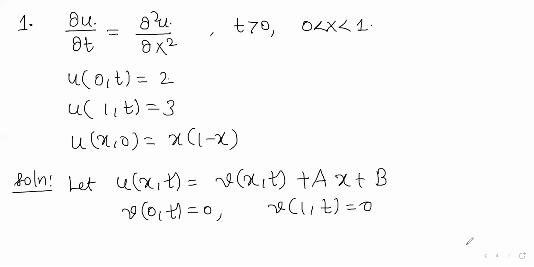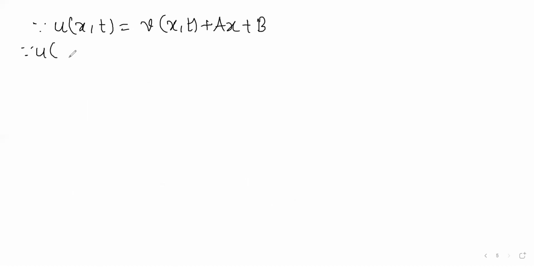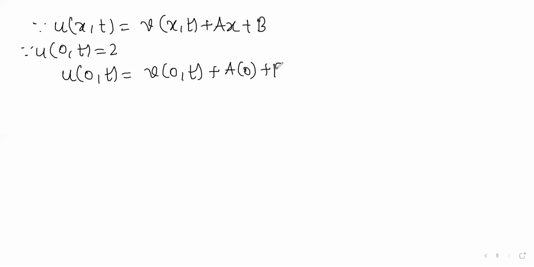Now, let's consider the solution. I'll write it with a small v, so that is v of x,t plus ax plus b. Since u of 0 comma t is 2, substitute here. So u of 0 comma t will be equal to v of 0 comma t plus a times 0, and we have forced v of 0 comma t to be 0, so u of 0,t is 2 and this is 0 plus b. So in that case b equals 2.